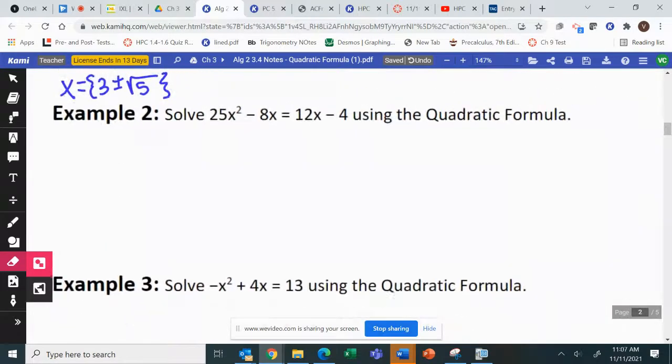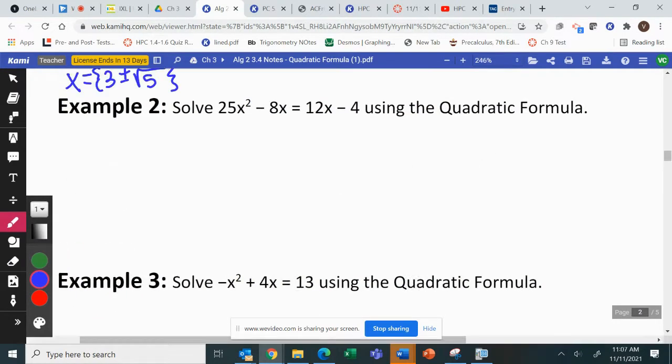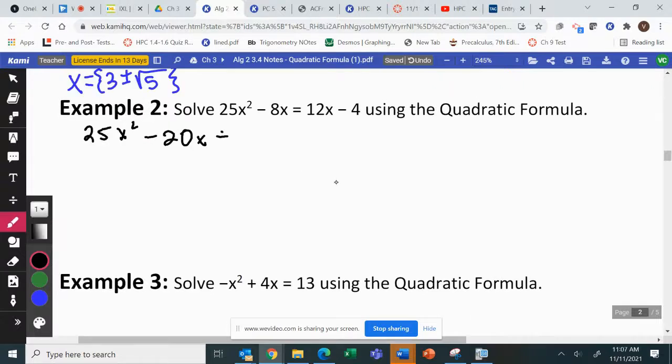Let's look at example 2. It's the same stuff. Oh my gosh, there's big numbers. Okay, so we're going to use the quadratic formula. Can I go ahead and start using it? No. Why not? Because it doesn't equal 0. So we need to make it equal 0 first. So I'll write 25x squared minus 20x, because I had to subtract 12x from both sides, and then add 4 equals 0. So I made it equal 0.